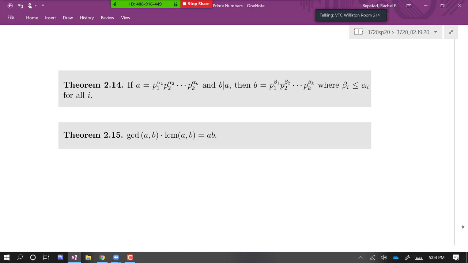And then the last result just says if I have a couple numbers, A and B, and I find the greatest common divisor and the least common multiple, and I multiply them together, you will always get the product A times B. And that's a fun fact.